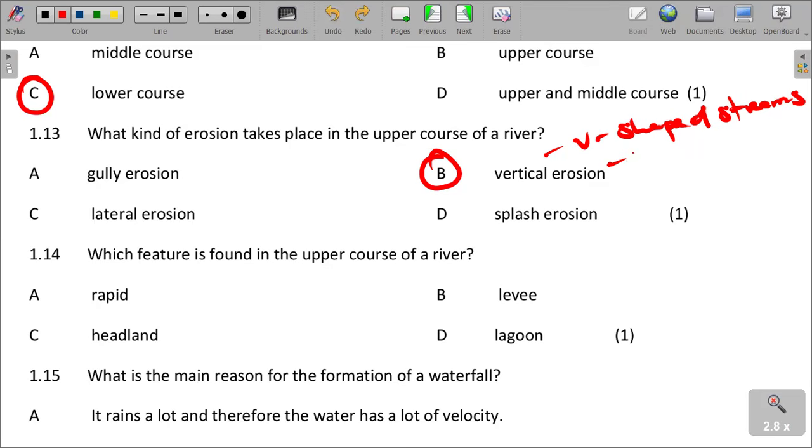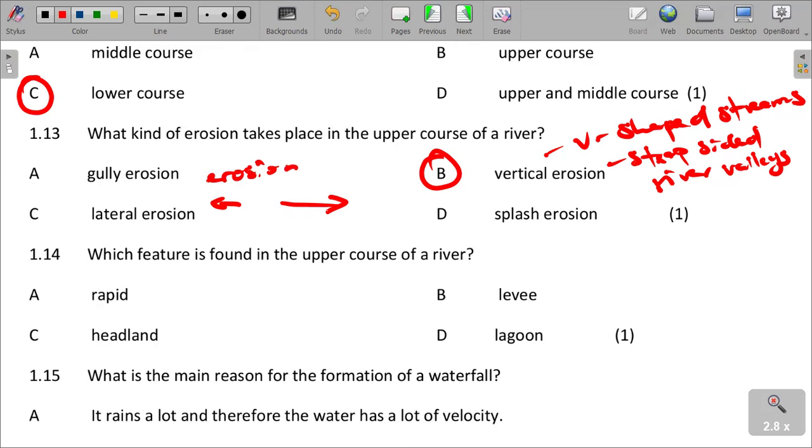V-shaped streams, steep-sided river valleys, are formed because of vertical erosion. Lateral erosion takes place on the middle course, where the river also erodes the river banks. Erosion of the river banks actually works to extend the river width.